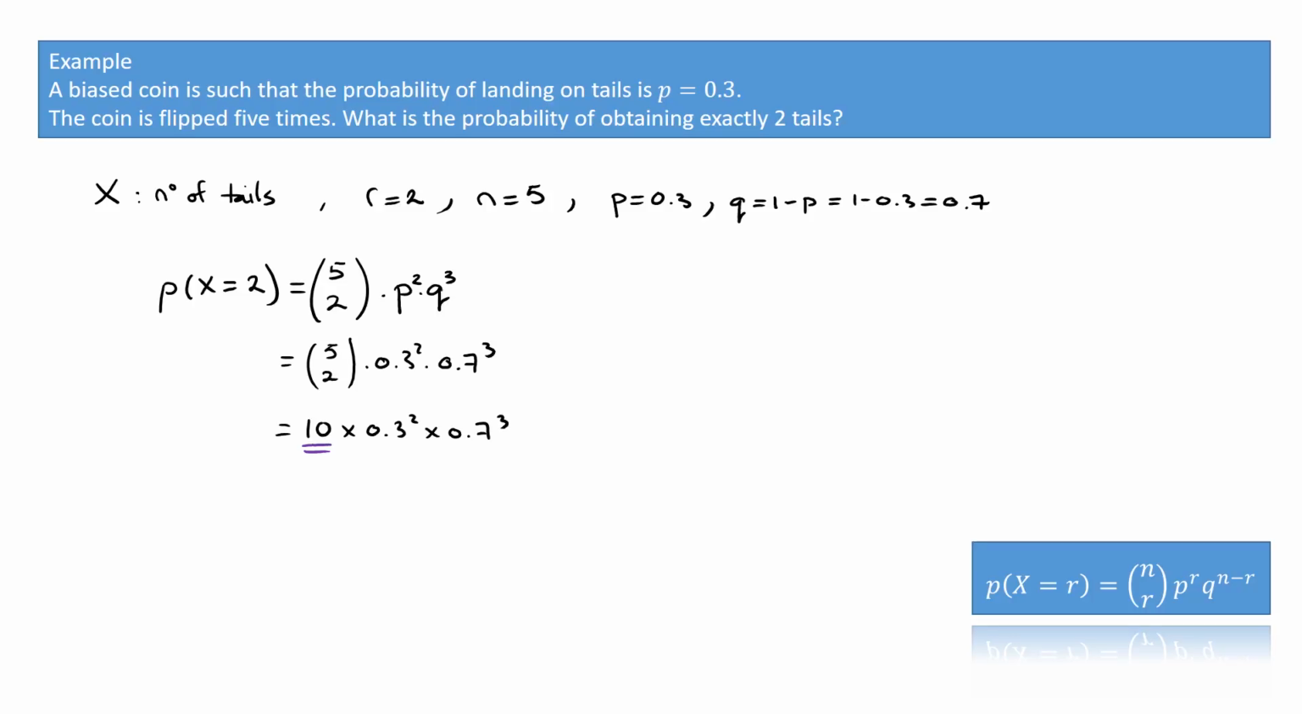And we find, with the calculator, the probability of the number of tails being equal to 2 is equal to 0.3087, which, if we round to 3 significant figures, would be 0.309. And there we have it. That's how we can use the binomial distribution formula.